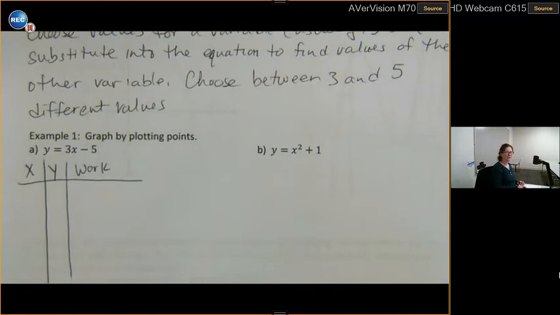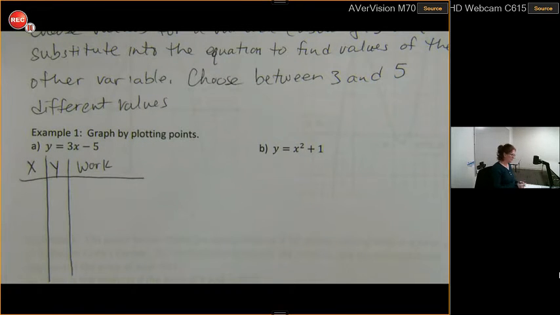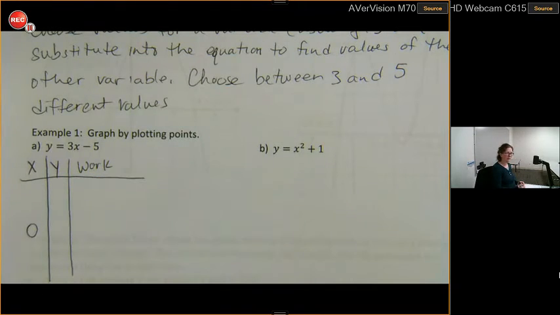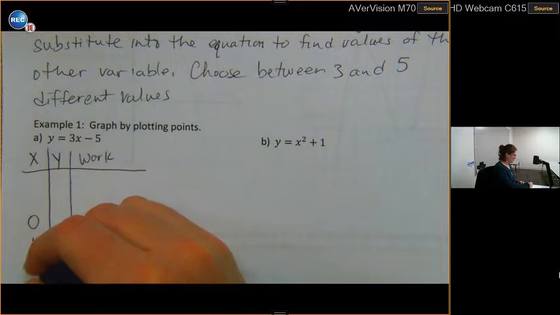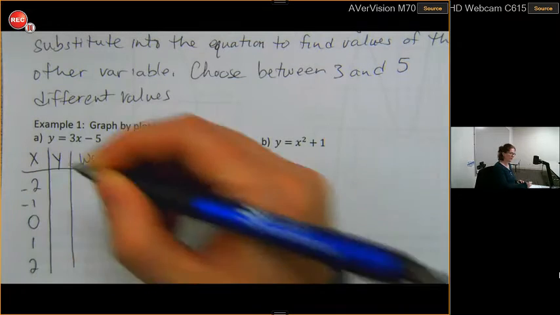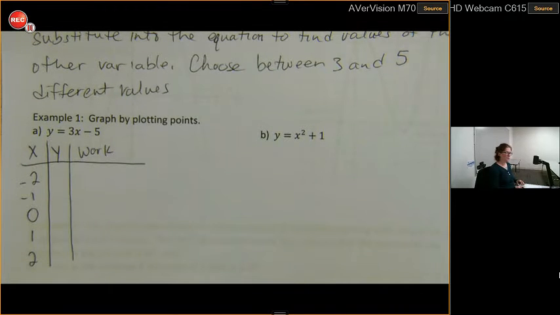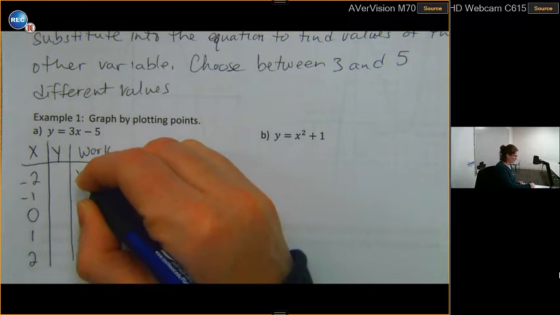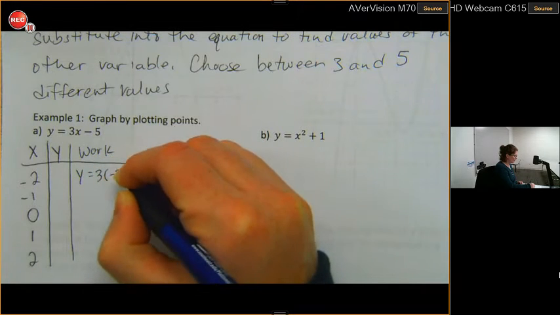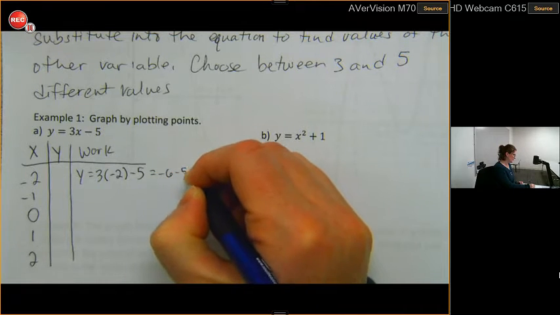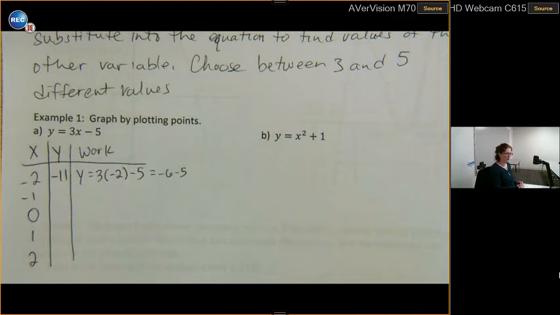I get to pick whatever numbers I want for x. So I'm going to kind of make life easy on myself. I'm going to definitely pick 0 and 1 and 2. But to get kind of a well-represented solution, I'm also going to pick negative 1 and negative 2. So that way we're centered around 0 with a couple of points on either side. So I'm going to put in these numbers for the x and solve it out to get my answer for the y.